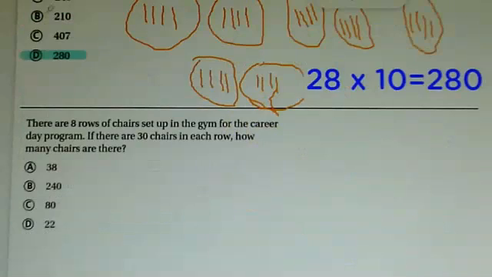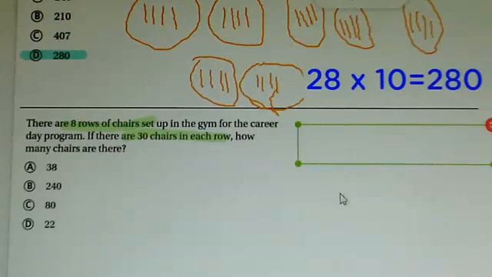Okay, last one. Let's check this work. There are 8 rows of chairs set up in the gym for Career Day program. There are 30 chairs in each row. How many chairs are there? All right, there are 8 rows of chairs and 30 chairs in each row. How many chairs do we have? Well, that is the same as asking, what is 8 times 30? And that's the same as doing 8 groups of 30.